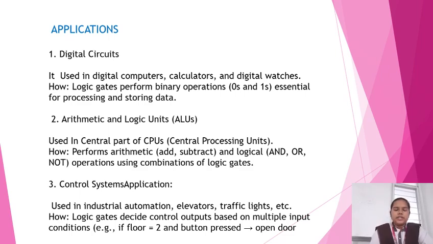And third one, control system application. It is used in industrial automation, elevators, traffic lights, etc. How is it used? Logic gates decide control outputs based on multiple input conditions. Example: if floor equals 2 and button pressed, open door. So it is applicable in control systems.